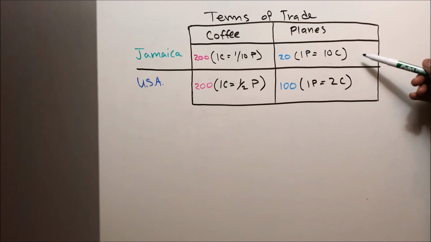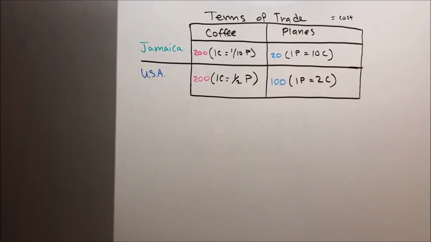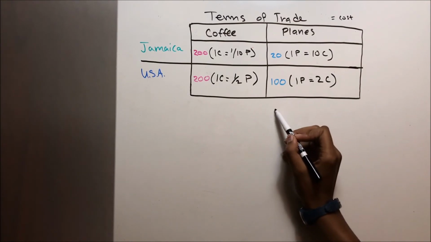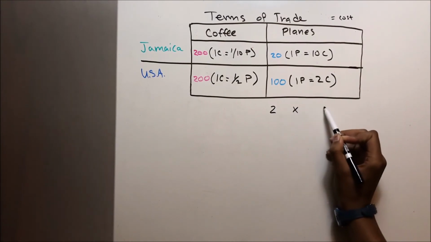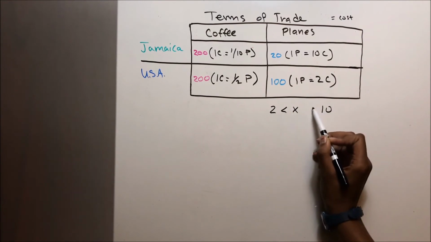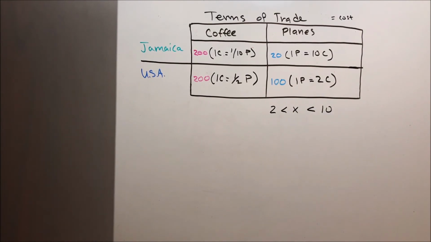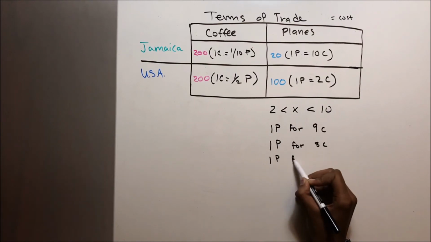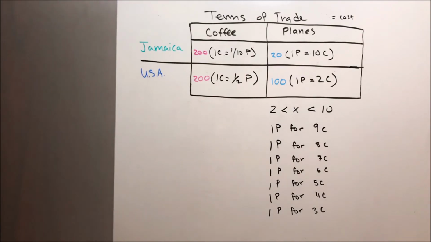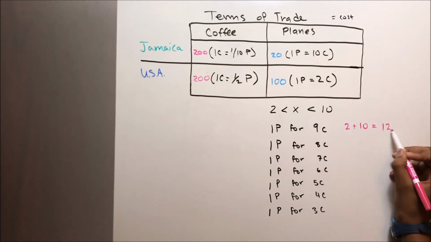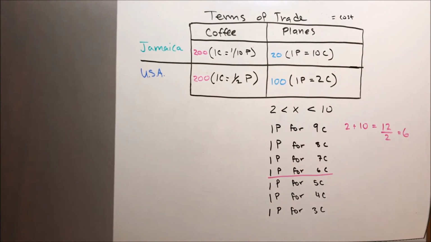If the terms of trade for one plane ever exceeds 10 bags of coffee, then Jamaica is left worse off. Similarly, if the terms of trade for one plane is ever less than 2 bags of coffee, then the US is worse off. Any number between 10 and 2 will work, but to find the most fair number, all you have to do is find the median value. Add 10 and 2 together to get 12 and divide that by 2 and you get 6.